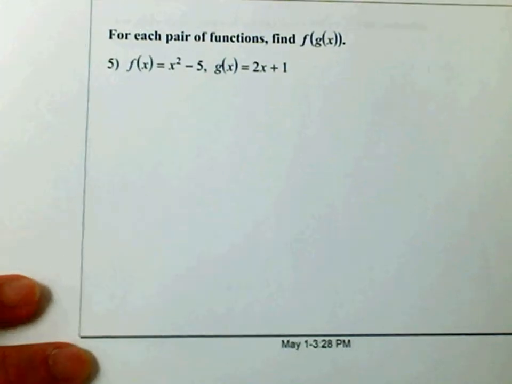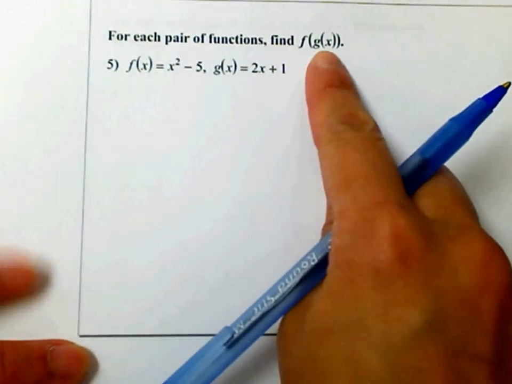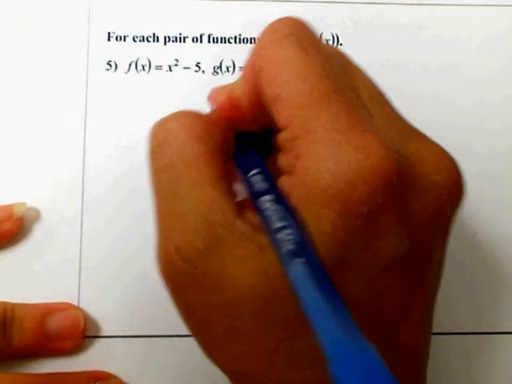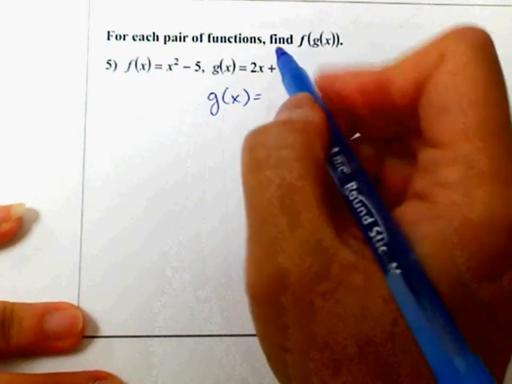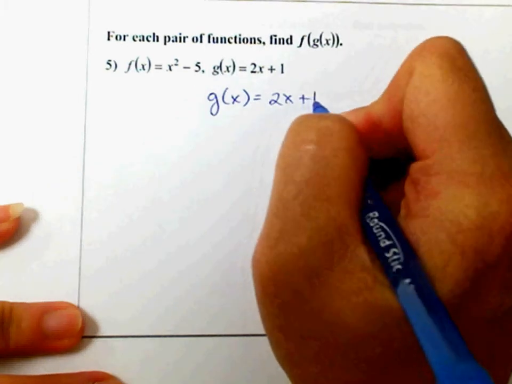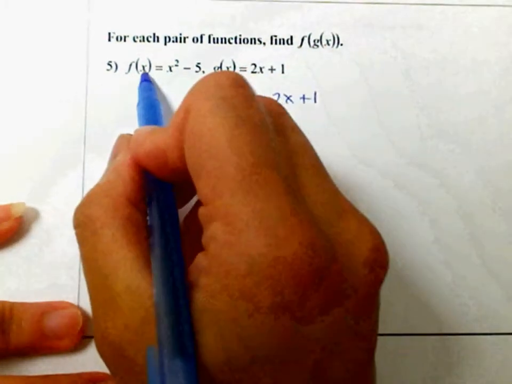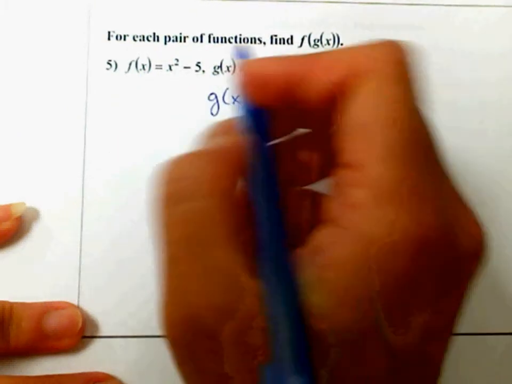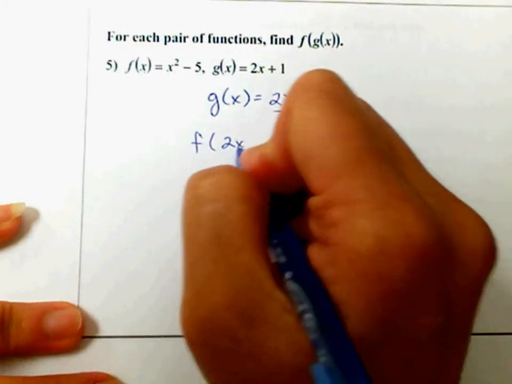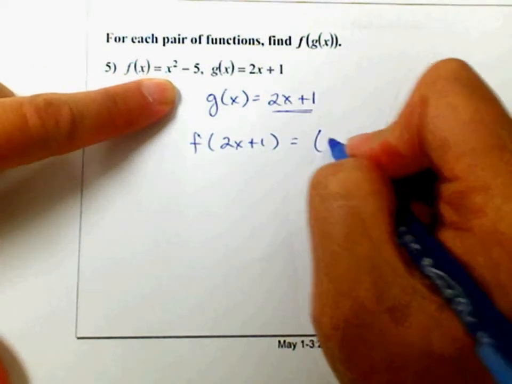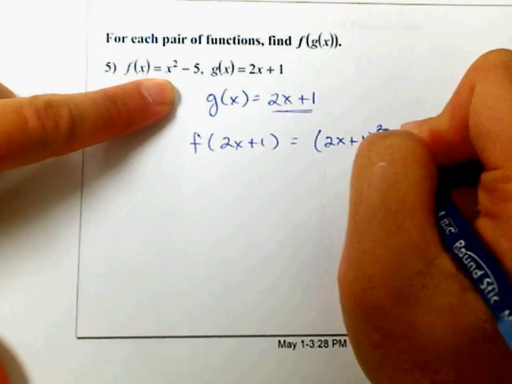Number 5. This is composition of function. Work from the inside out. Do your g first. What is g of x? G of x is equal to 2x plus 1. Okay? Next is you have your f of x. So wherever you have x, you're going to plug in this part right here. So f is, your x is now 2x plus 1. Plug it in. (2x plus 1) squared minus 5.